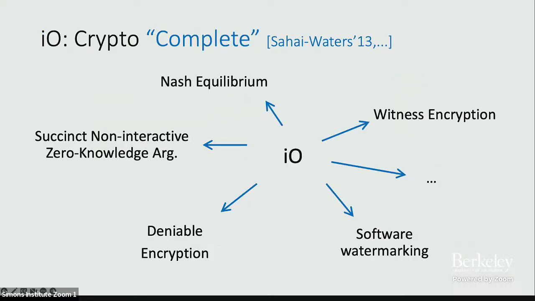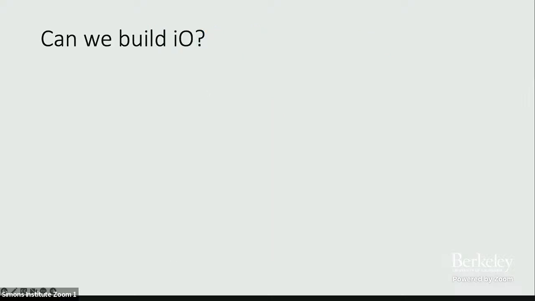Previously, iO has been a very important topic. It is sometimes called a cryptographic complete problem, because if you know how to build iO, then you can use it to achieve many other cryptographic tasks. They include advanced encryption schemes and succinct cryptographic proof systems. It also has applications in complexity theory, such as the hardness of Nash equilibrium. So iO is very useful. Can we build it?